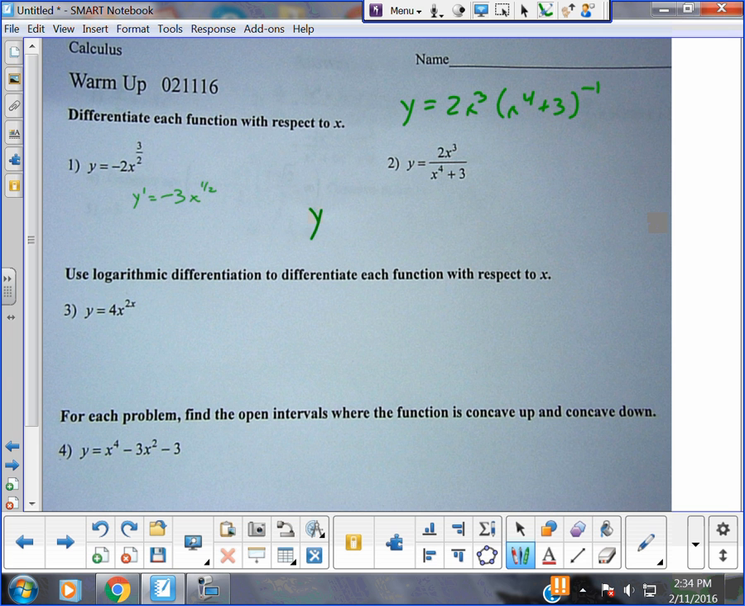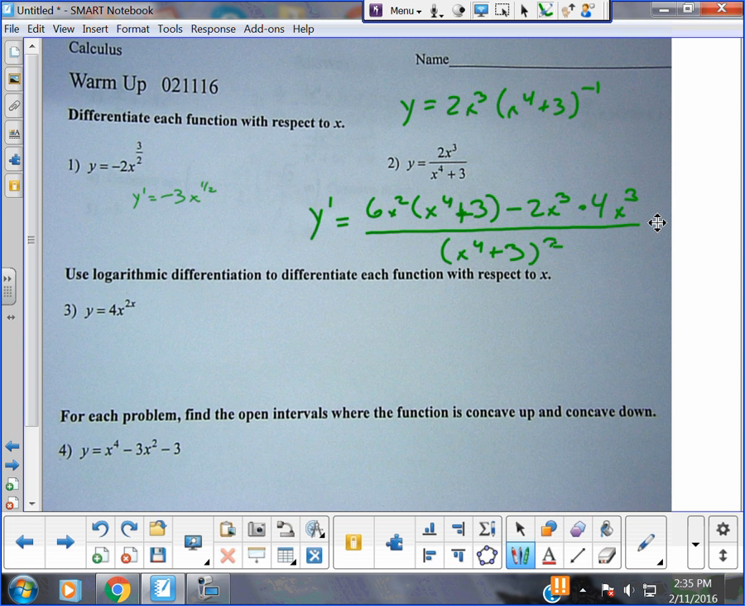If I do the derivative here, though, as a quotient rule, derivative of 2x cubed is 6x squared times the denominator, minus the numerator times the derivative of the denominator, all over the denominator squared.